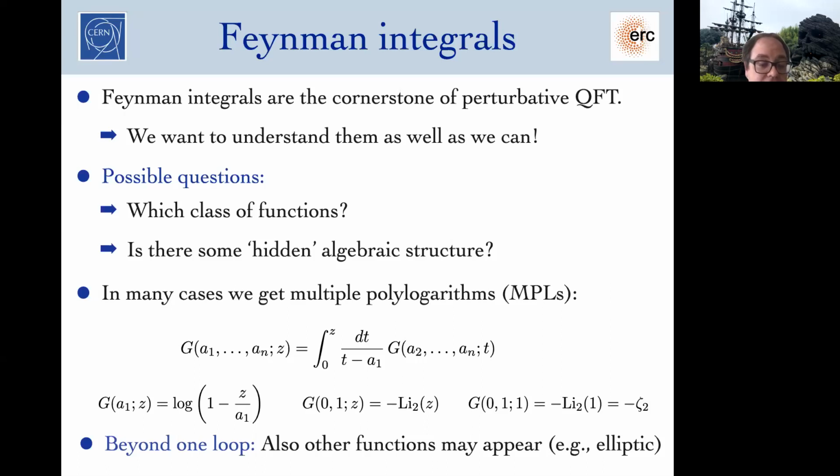But let me also mention that while this is true at one loop, or that's what we expect, beyond one loop, we know there are other functions that show up, but that's not what I will talk about here. So I will focus here on Feynman integrals that evaluate to polylogs. Okay, so polylogs are kind of the stereotype functions that you get for Feynman integrals. So if there is some kind of hidden structure for Feynman integrals, it must also be manifest in the polylogs.